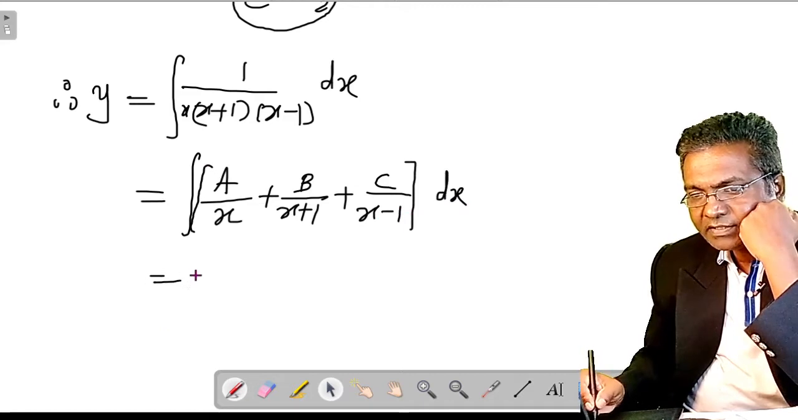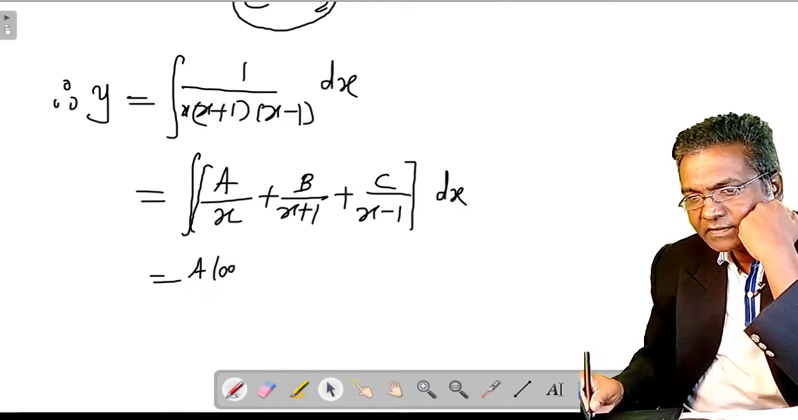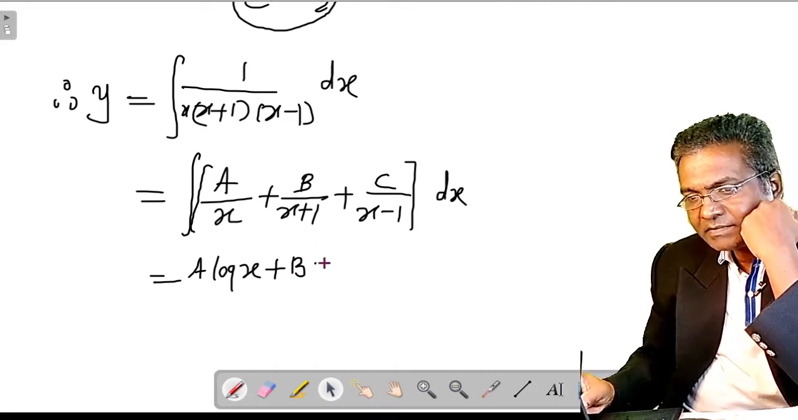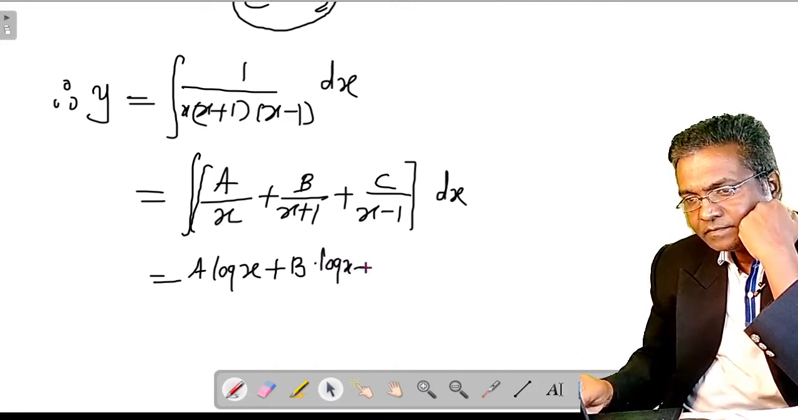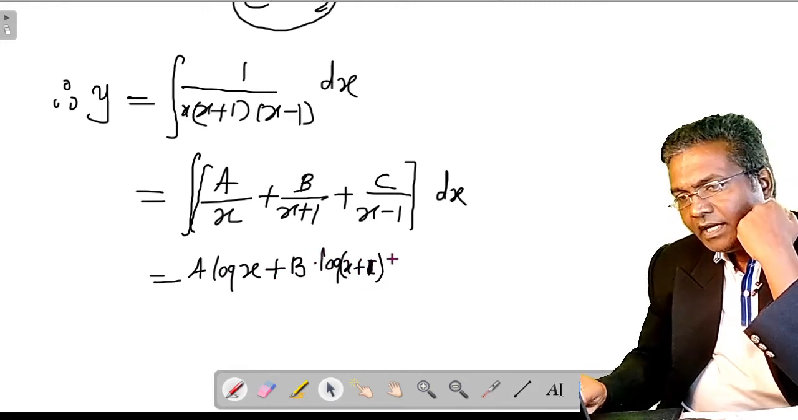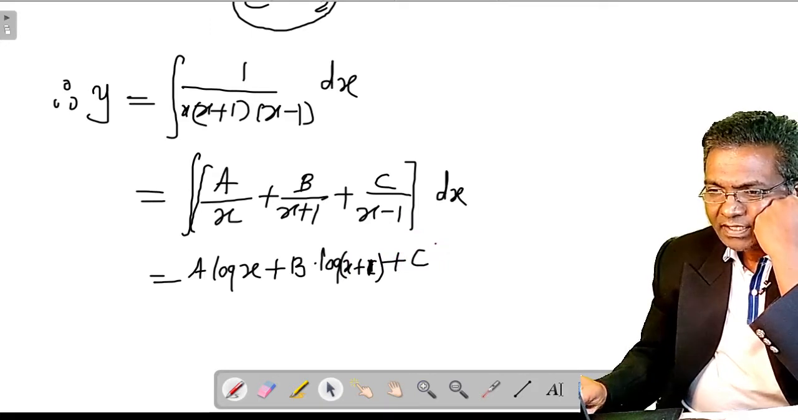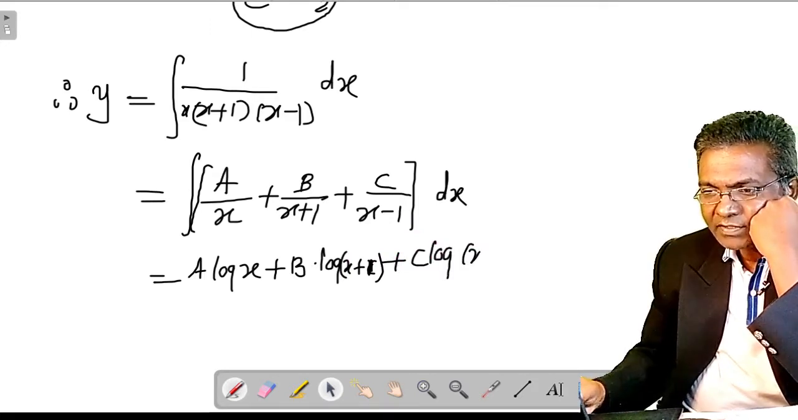Integration of 1 by x is log, so I can write a log x. b into integration of 1 by x plus 1 is log of x plus 1. Integration of c by x minus 1 is c log of x minus 1.